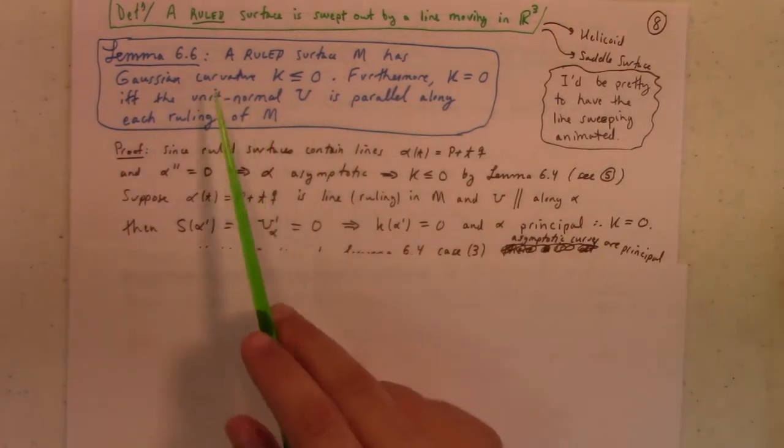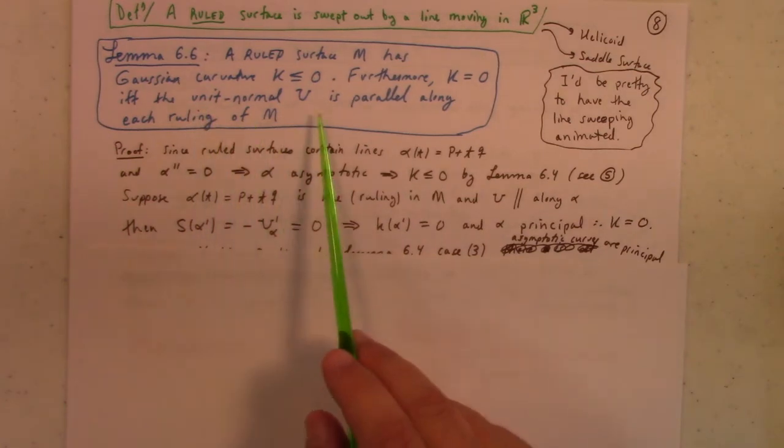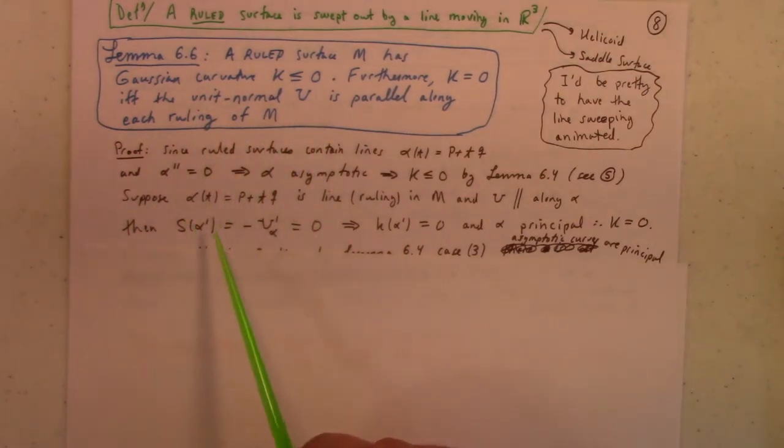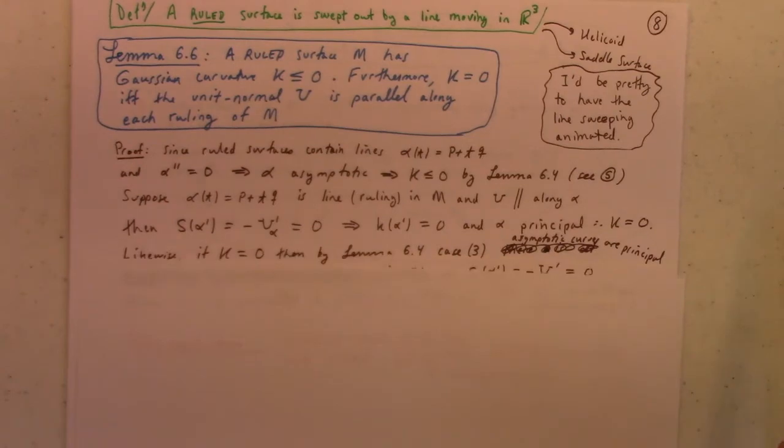All right, so we assumed that we had a unit normal parallel along each ruling, and we showed that K equaled 0. So we showed this direction of the implication.